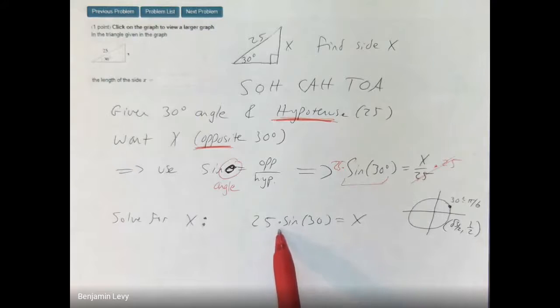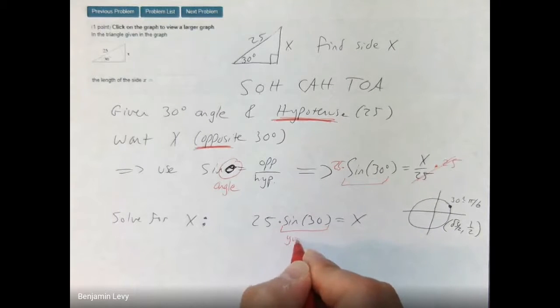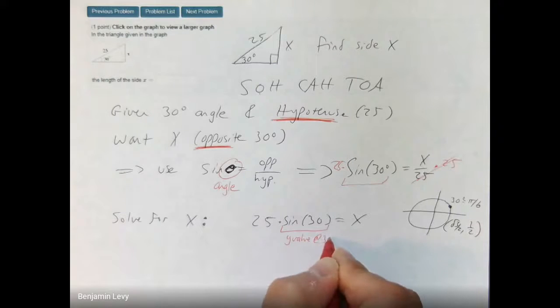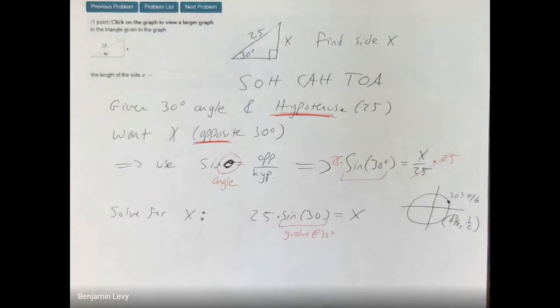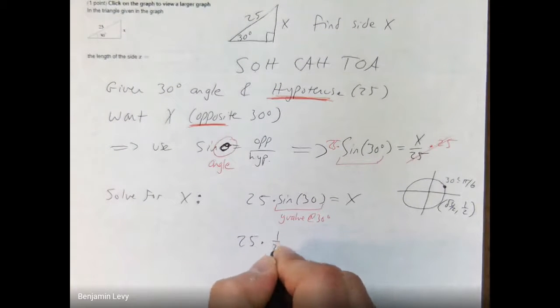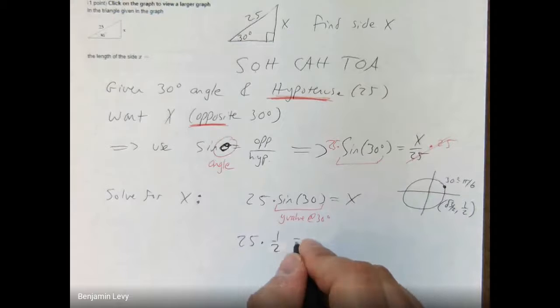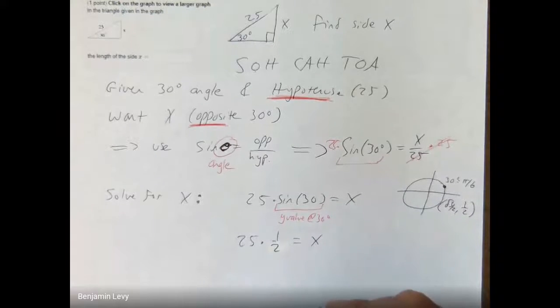And we know that sine uses the Y value. And so for here, we use the Y value at 30 degrees, which we just decided was 1/2, right? So this really turns into 25 times 1/2. Oops, not 1 over 25. 25 times 1/2 is X. In other words, 25 over 2.